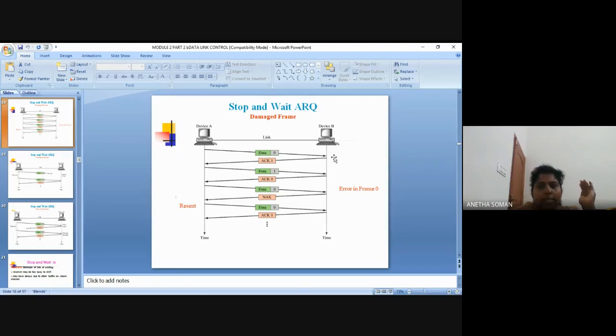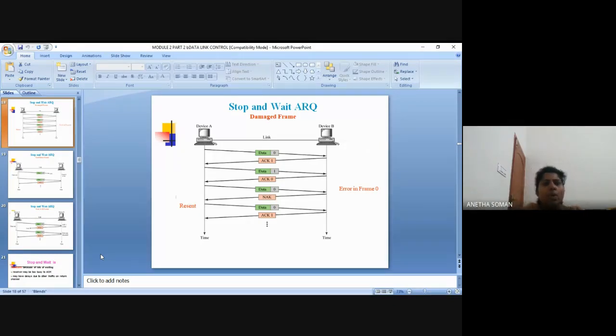Data 0 is sent, with a sequence number put for the data. At the receiver side, you will get an ACK1. What does that ACK1 denote? I am expecting data frame 1. So ACK1 means the next data frame expected. Again, data 1 is sent, and you send acknowledgement 0, meaning the 0th data frame is expected.